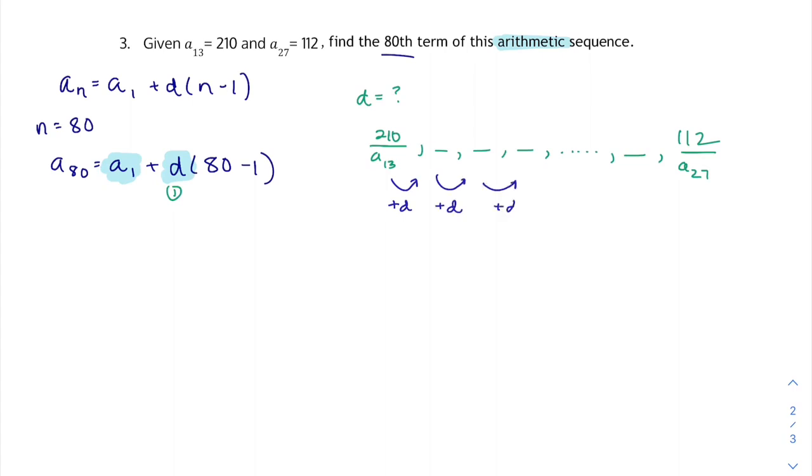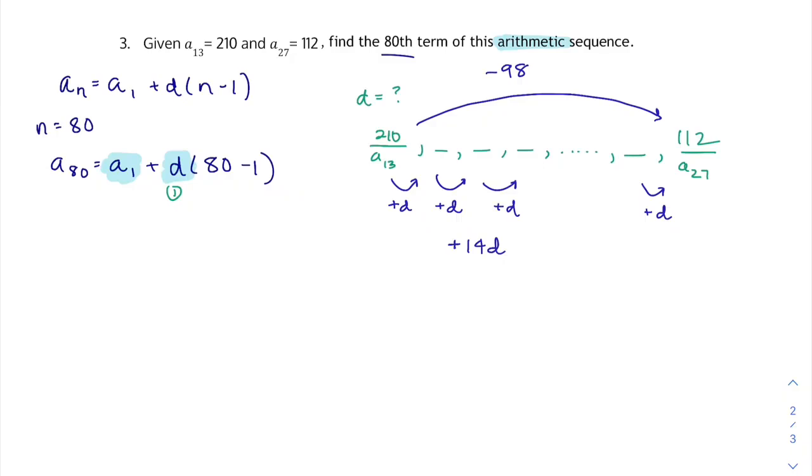We're adding the same amount. Well, to go from the 13th term to the 27th term, we are going to add D a total of 14 times, right? And repeated addition is multiplication. So from the 13th term to the 27th term, we will have added D 14 times. So I'm going to put 14D there. The amount we're jumping from 210 to 112 is negative 98, right?